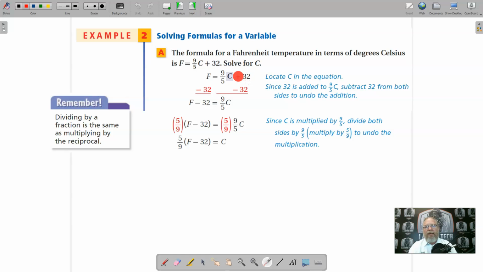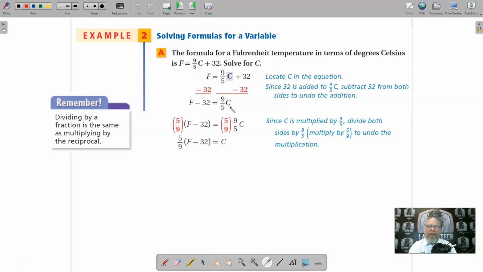So the opposite operation of addition is subtraction. We're going to subtract the very number we wish to get rid of, which is 32. And what we do to one side, we're going to do to the other. So it's going to cancel the 32s over on the right, but it's going to give us a negative 32 on the left. And we now have F minus 32 equals 9/5 C.